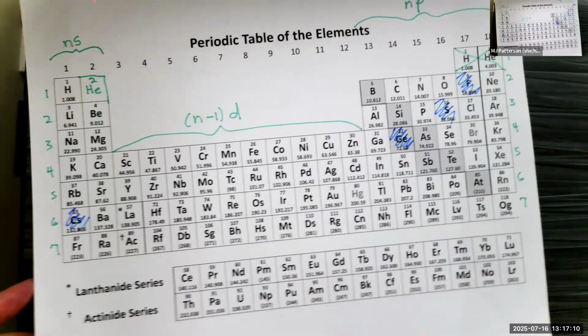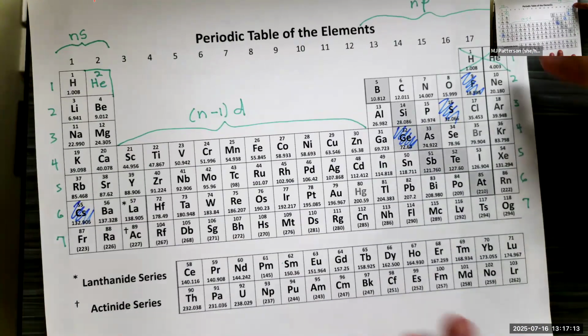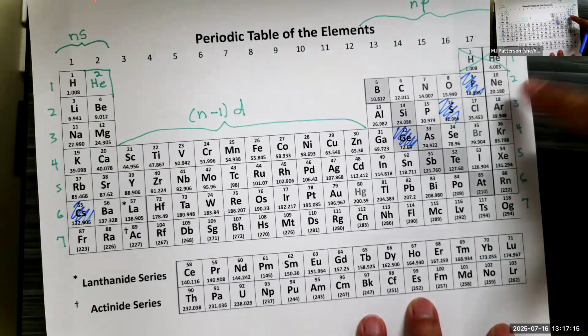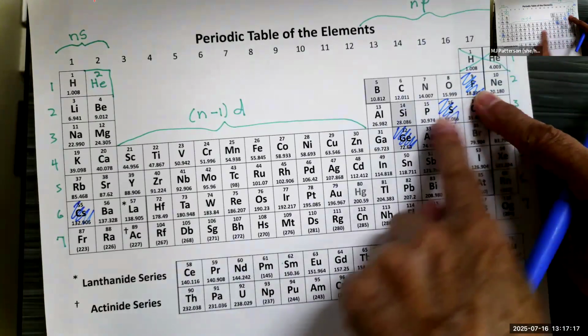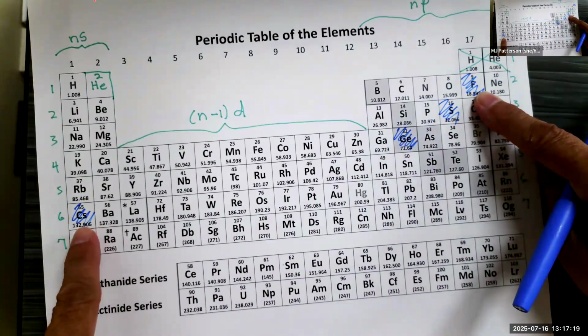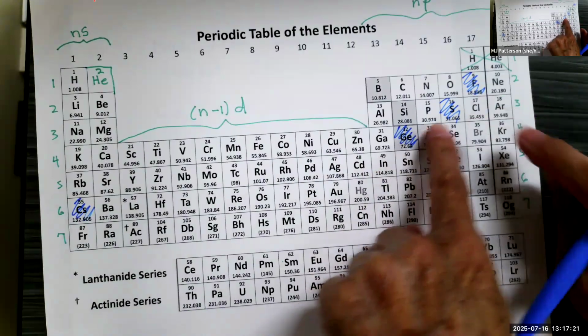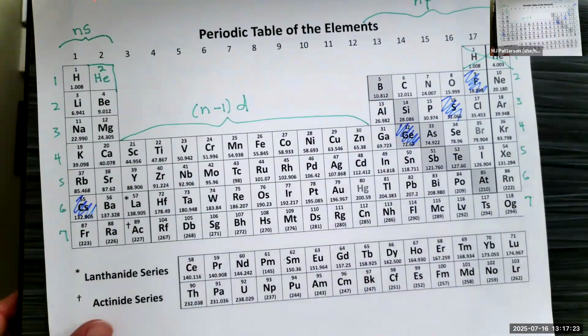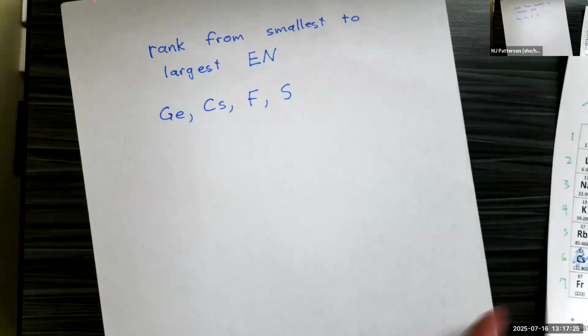So if you've got those marked, the biggest electronegativity is closest to this corner, that'll be fluorine. The smallest is the farthest one away. So cesium, germanium, sulfur, fluorine would be smallest to biggest electronegativity.